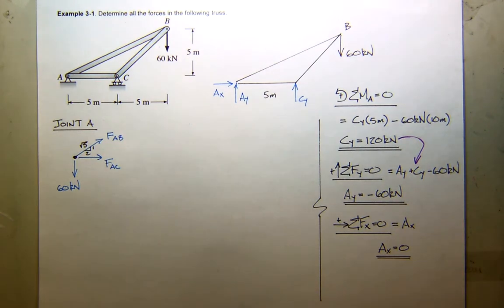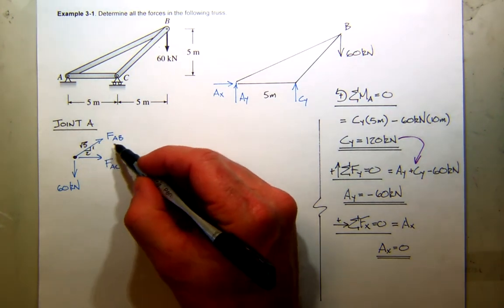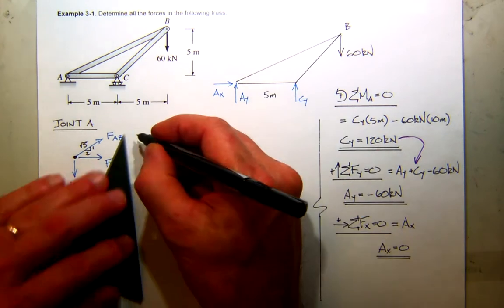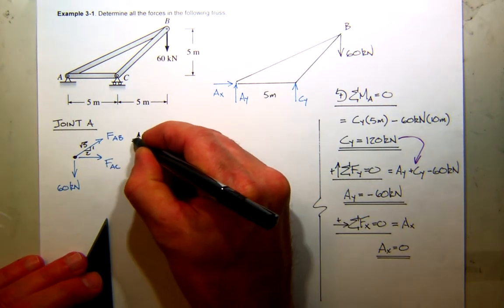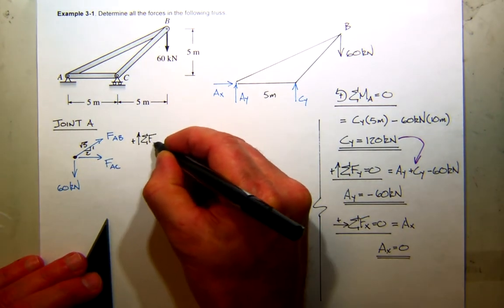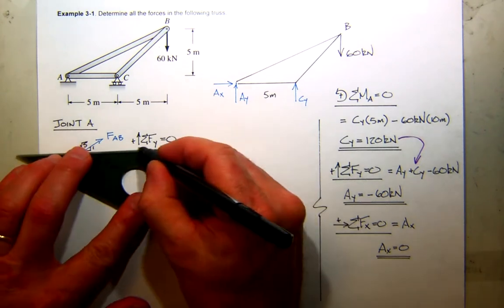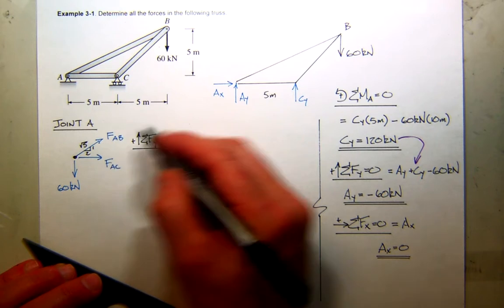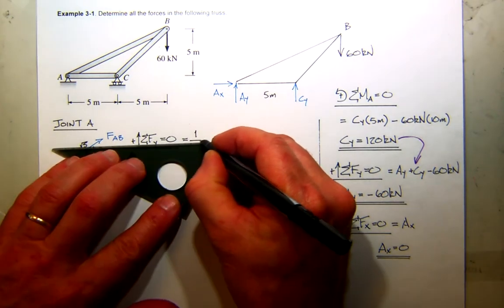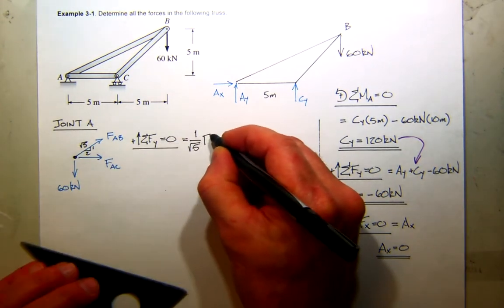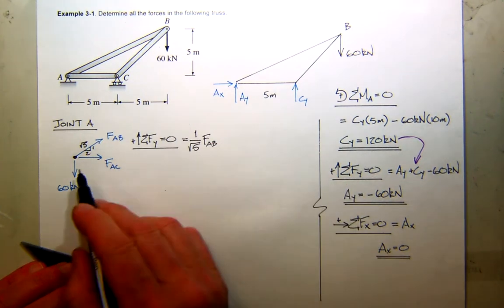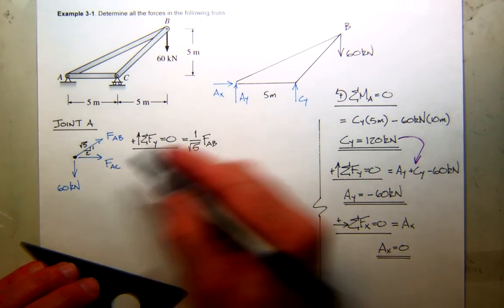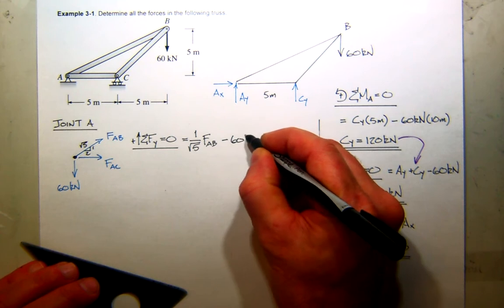So should I sum forces in the x direction first or the y direction first? Why? Because only one component has a y value. So I'll start there. I'm going to sum forces in the y direction and set it equal to 0. So there's my statement. In the y direction, I have the vertical component of AB, which is 1 over the square root of 5 times FAB, acting up, positive, and then I have the 60 kilonewtons acting down.